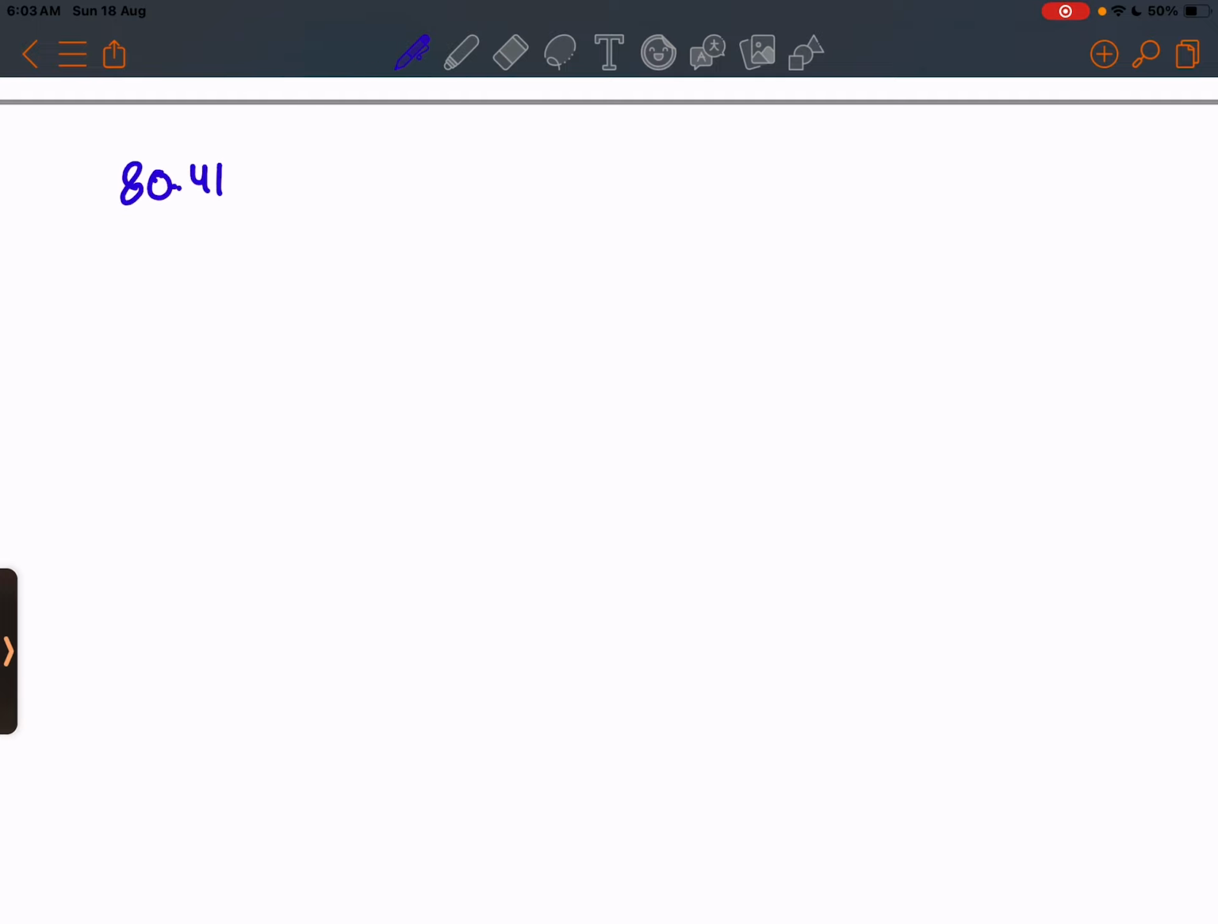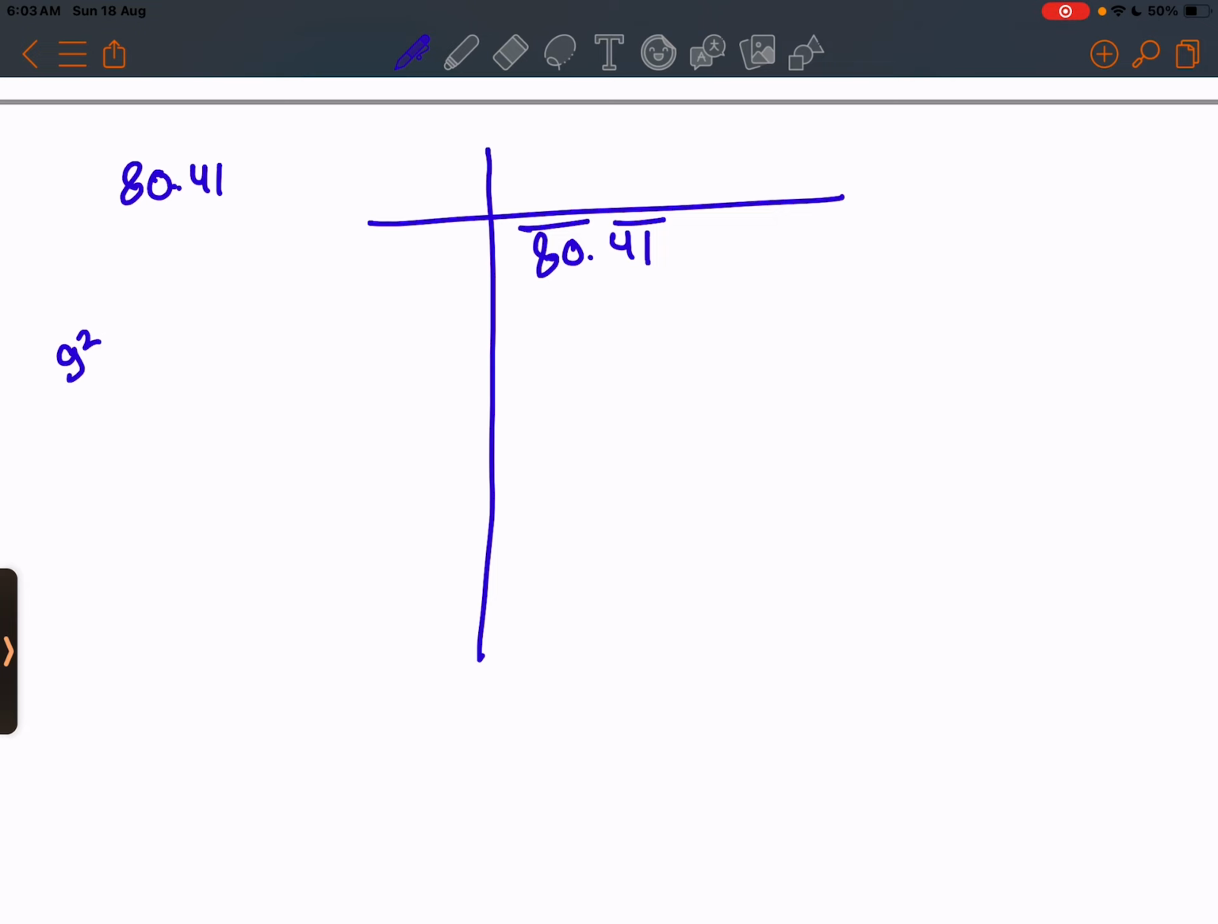The next number whose square root we have to find is 80.41. So let's draw like this, write the number 80.41, pair it, and divide from the number whose square is just smaller than 80. So the number can be 9 or not. 9 squared is 81, it is not. 8 squared is 64, okay.